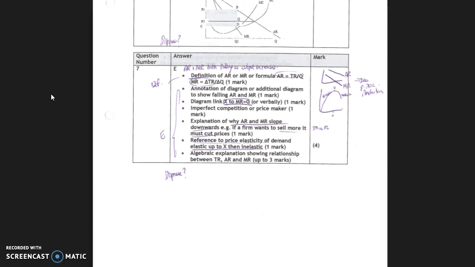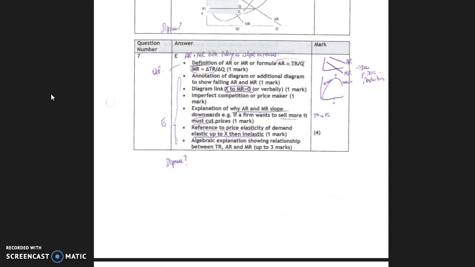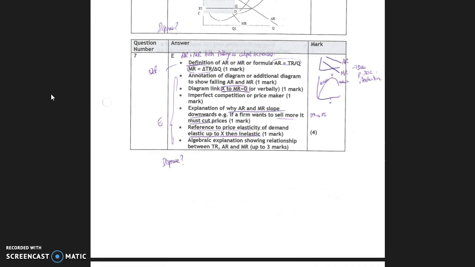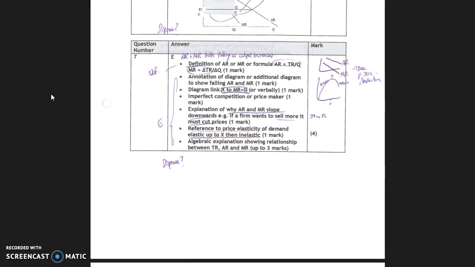Question 7 was a tricky little one, quite a technical one. Again, you should have hopefully recognized your TR curve, and then you could even add your marginal revenue and average revenue curves to the top there. TR is maximized when MR equals 0, so you could show that there diagrammatically. It's on page 302 of Anderton if you want to review the topic.